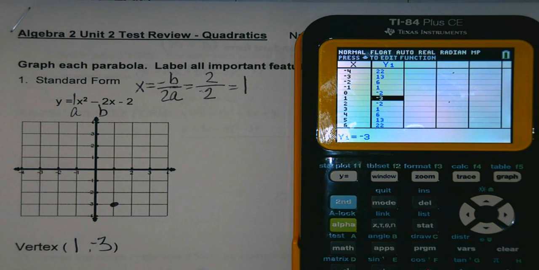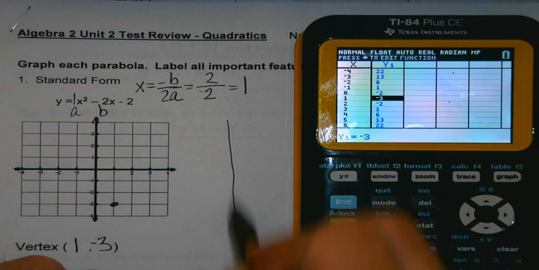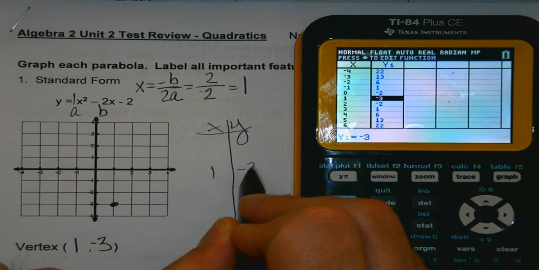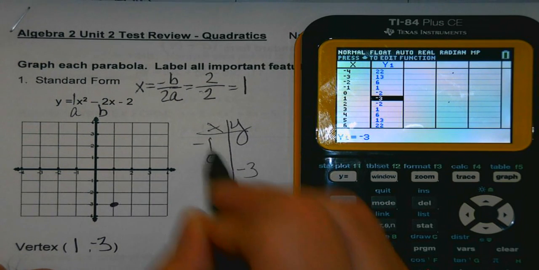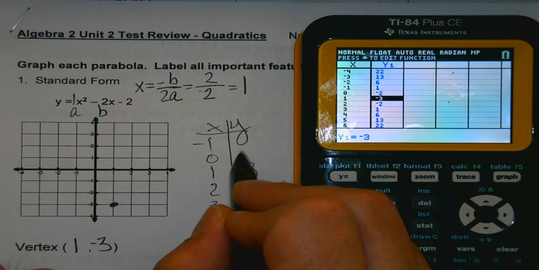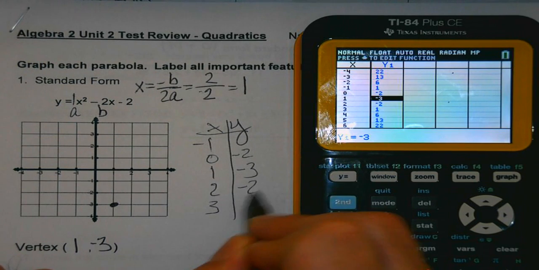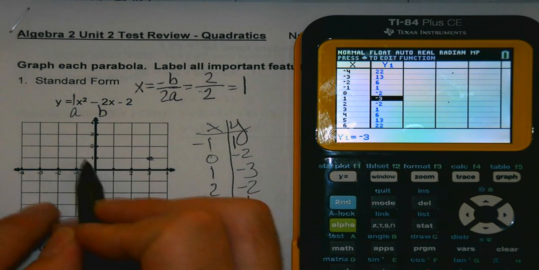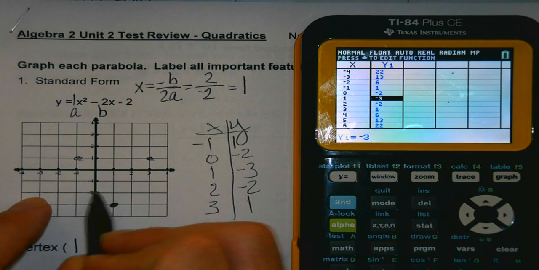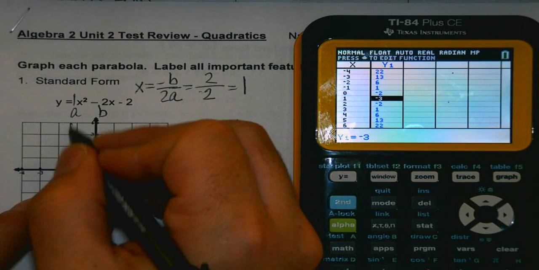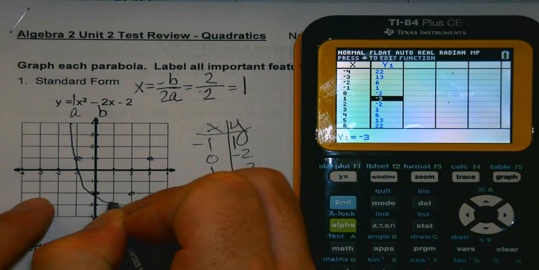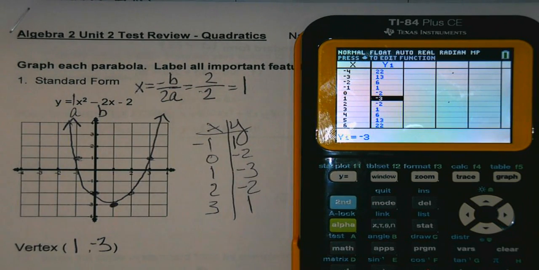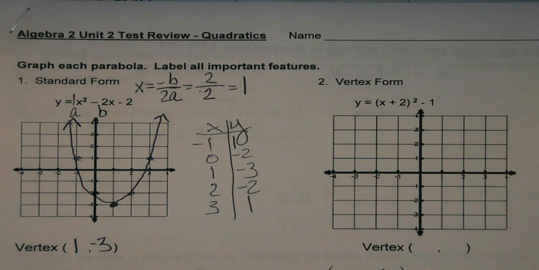And if I wanted to, I could go ahead and make a chart of my values. If you just want to plot them at this point, you could. But I'm going to go ahead and put some in a chart here so we can actually see the symmetry that's working. So I can go ahead and get that drawn in.